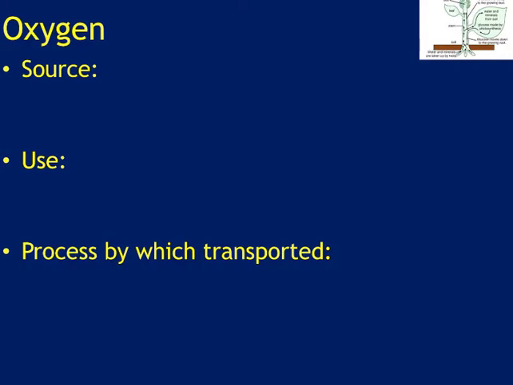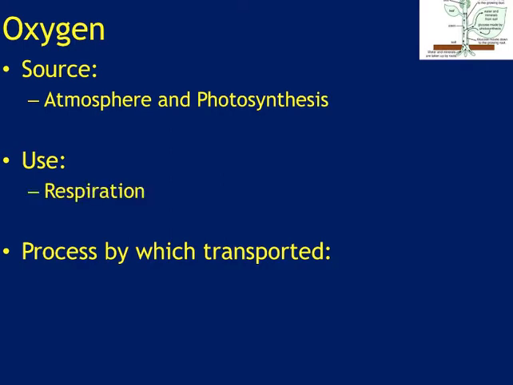So similarly, oxygen. 2 sources of oxygen, what are they? Just like carbon dioxide, it's going to be the atmosphere, but oxygen is also made in photosynthesis. And what would a plant use oxygen for? Well, it's going to use it in respiration. And again, the process by which it's transported is going to be diffusion.